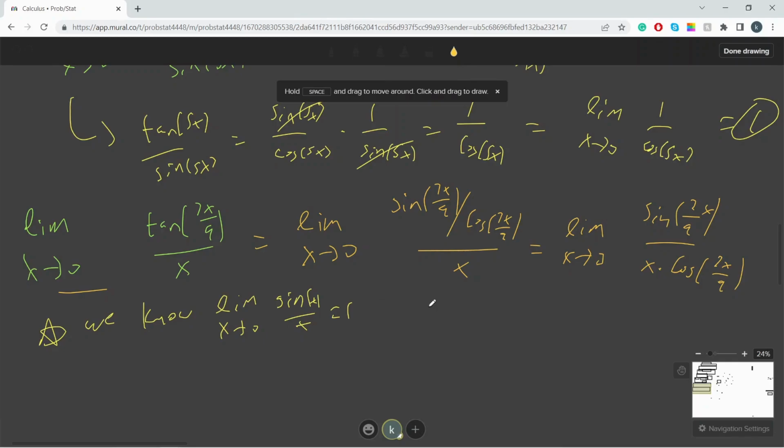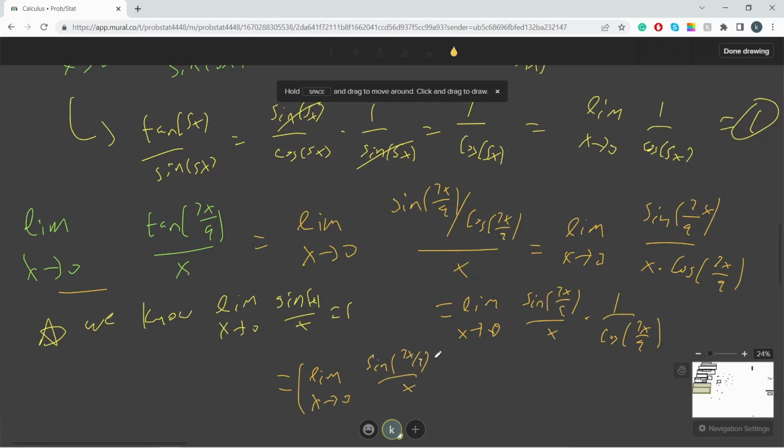So what this gives us is the limit as x approaches 0 of sine of 7x over 9 over x multiplied by 1 over cosine 7x over 9. Since we're taking the limit of a product, it's the product of the individual limits. So this is equal to the limit as x approaches 0 of sine of 7x over 9 over x multiplied by the limit as x approaches 0 of 1 over cosine of 7x over 9. And you'll see this first limit is just going to be 7/9.